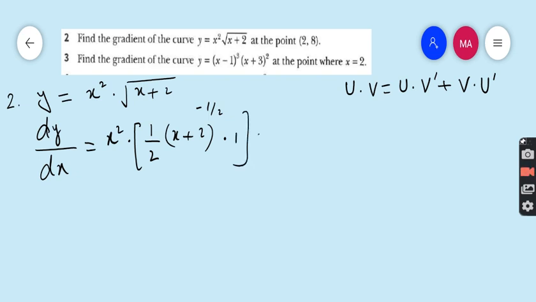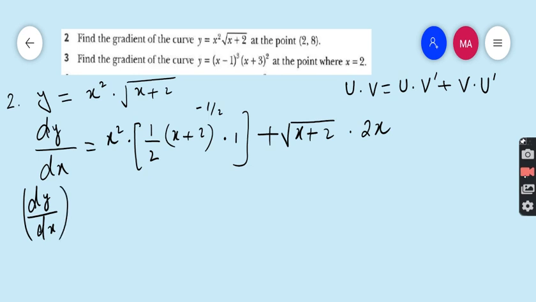So u times derivative of v plus v, which is square root of x plus 2, multiplied by the derivative of u. The derivative of u is the derivative of x square, which is 2x. Now this is the gradient. What is the requirement? The requirement is to find the gradient at the point 2, 8.